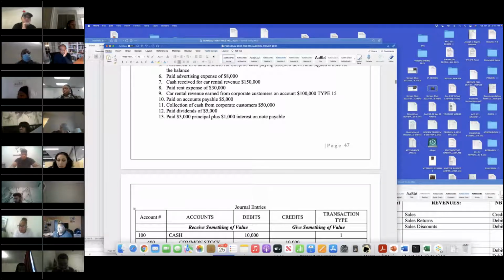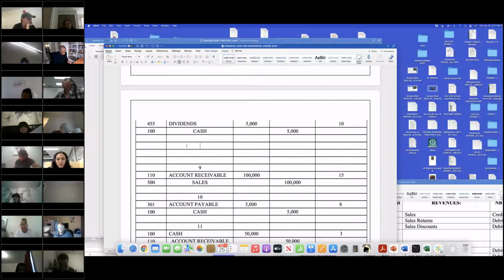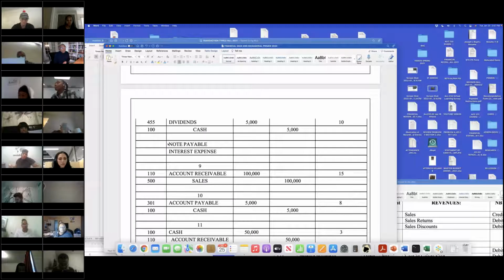What's principal? If you got a student loan, what do they want you to pay back? They want you to pay back the note. But when you pay back the student loan, what else do they want? The interest. So you have to pay back not only what you borrowed, but interest. So that'll be interest expense. What's the account number for note payable? 350.